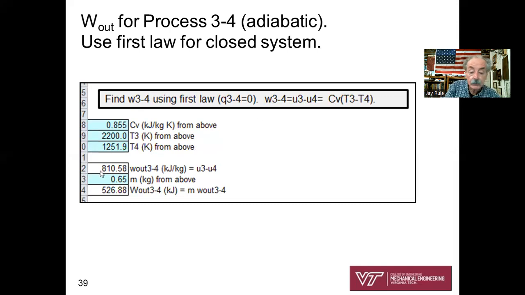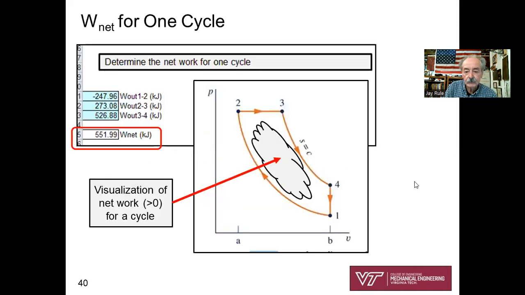Okay, so little w out, 810 kilojoules per kilogram, times the mass equals big W out. This is the power stroke, 526.88 kilojoules. This is where we're really doing the work to drive the wheels of the vehicle. Repetition of net work, the area contained within the cycle: we add these three works that we calculated up, 551.99.